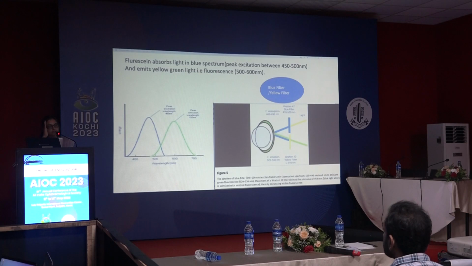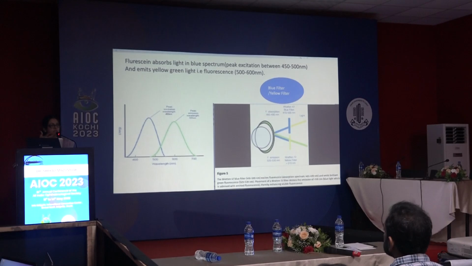So what will this yellow filter do? Actually, some blue light is also emitted along with green light, and this yellow filter knocks out all the blue light and only allows yellow light to pass. So that's how the green fluorescence stands out, and you can pick up very subtle changes.